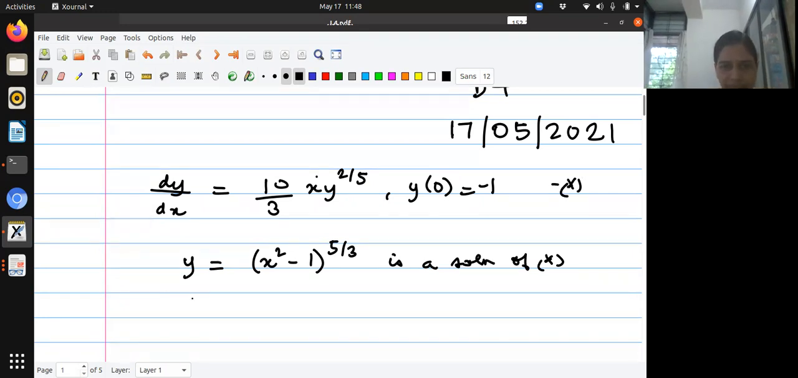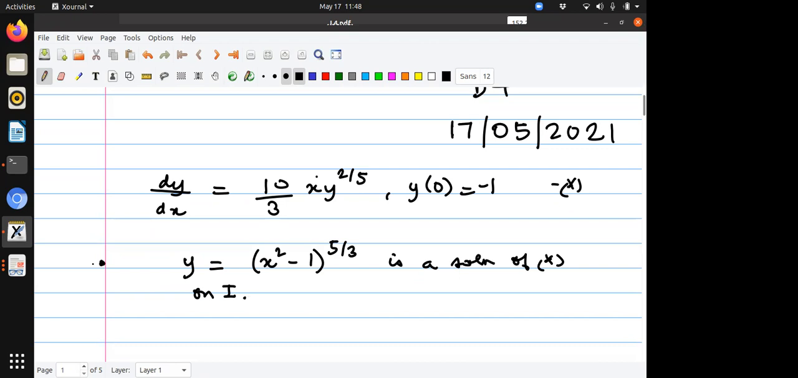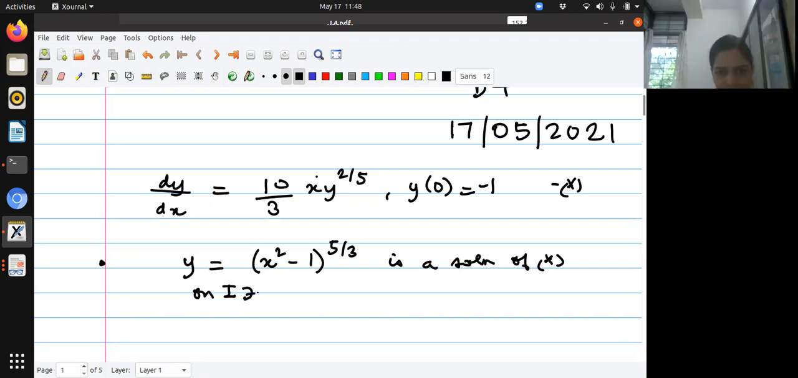What is this interval I? I is the interval where y does not assume the value 0. Correct? Is that okay? Yes, ma'am. So this interval I contains the point 0, because y at 0 is minus 1, which is different from 0. Right? Is that okay?